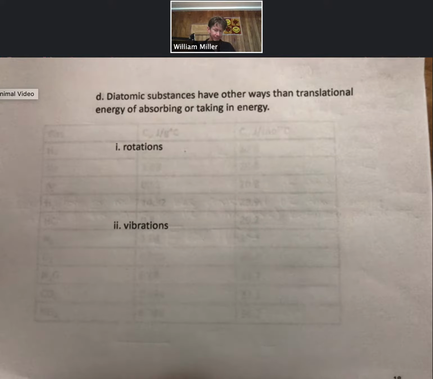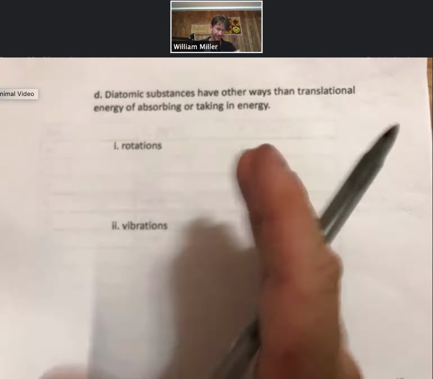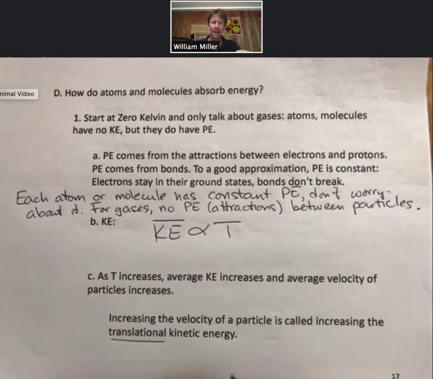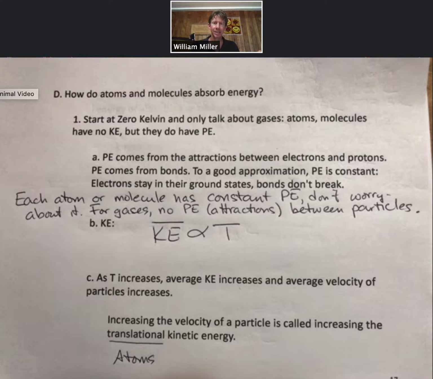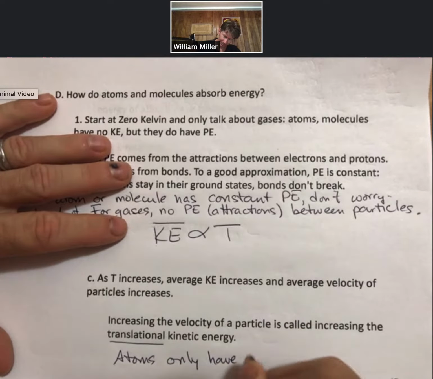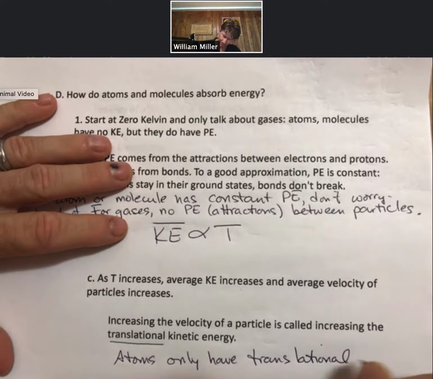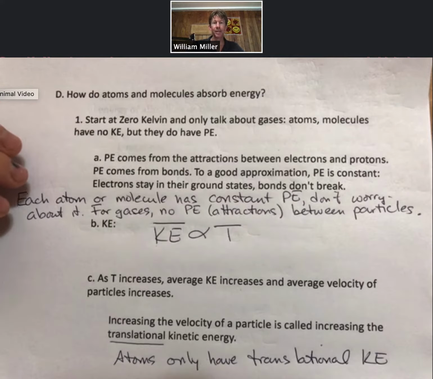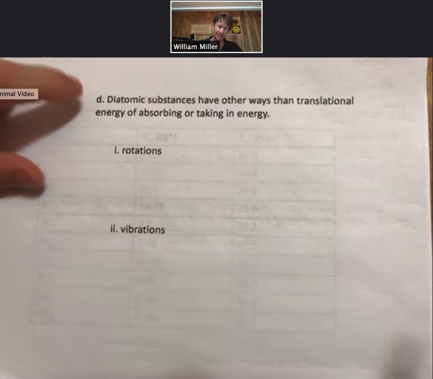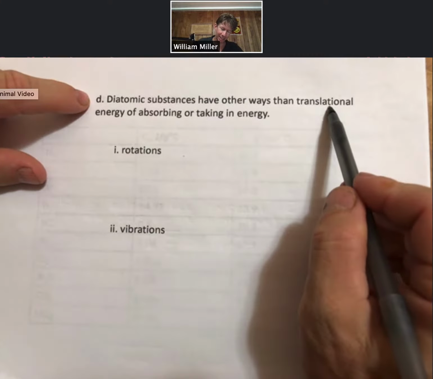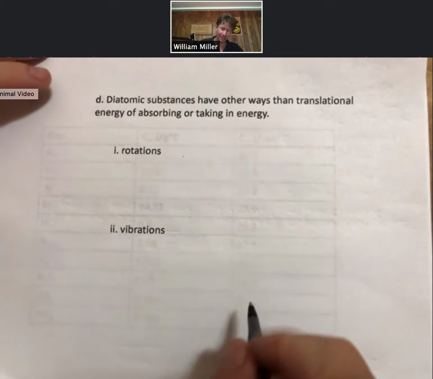Now, let's come back. So, monatomic, let's say just atoms. Atoms absorb all of the kinetic energy into translational kinetic energy. So atoms only have translational kinetic energy. And what that means to us is that, well, let's go to the next page and talk about what they don't have. So, diatomic substances can have translational kinetic energy, but they can also have other ways of taking in kinetic energy.